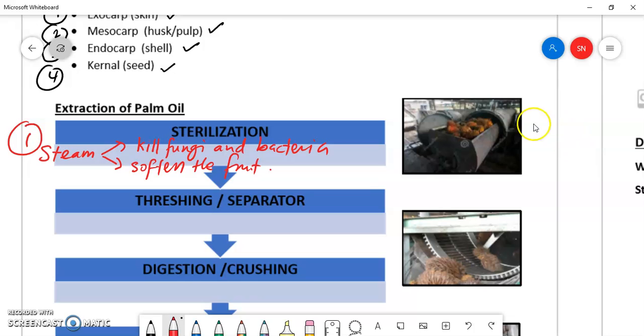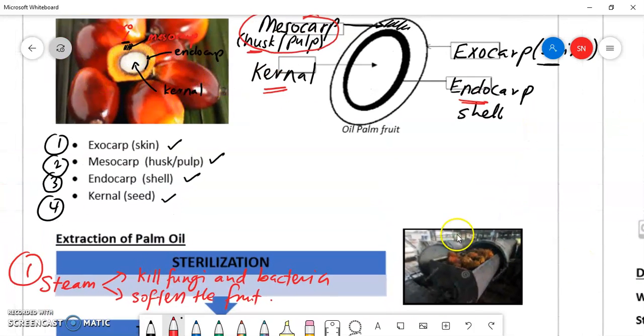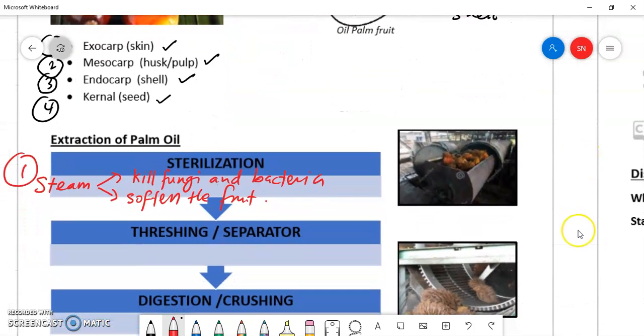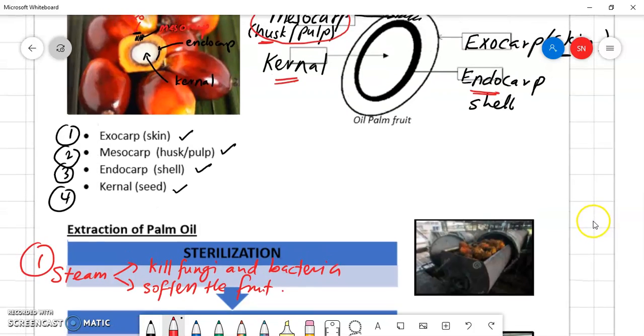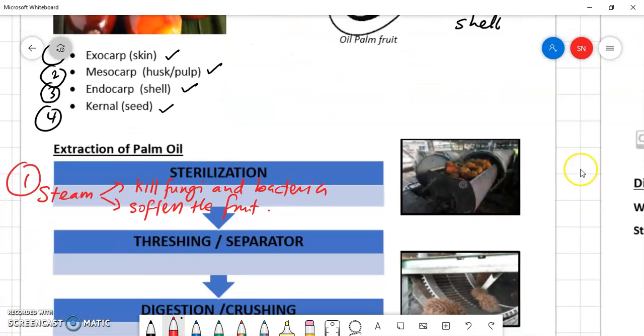As you saw just now, that was the image of the fruit. This fruit is put through a certain process, and the first process you see in this diagram is called sterilization, when it's run through steam to kill fungi and bacteria and soften the fruit, right? This is the first step. In this first step, the fruit will actually be in a bunch. This one is already separated, individual fruits, but it will actually be in a bunch in terms of sterilization.